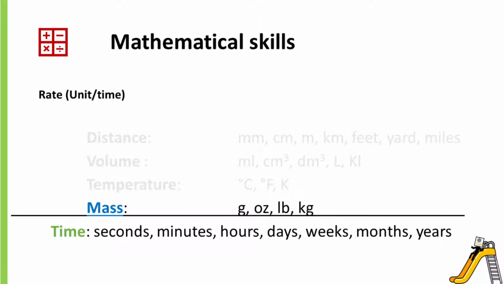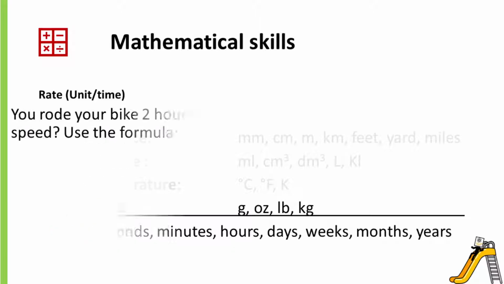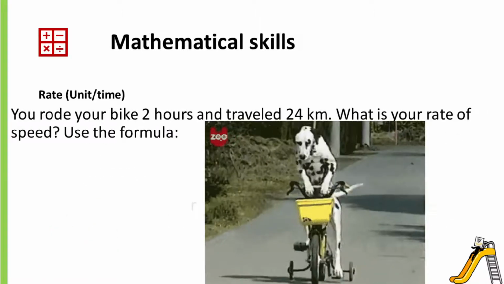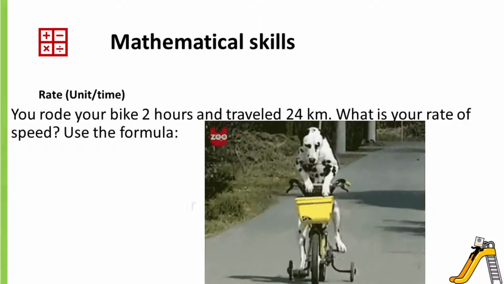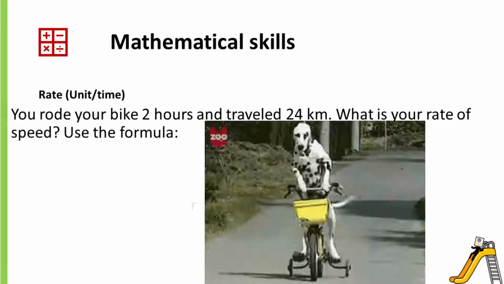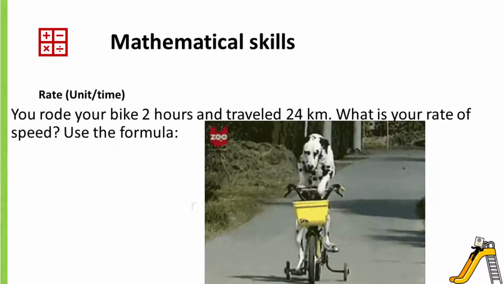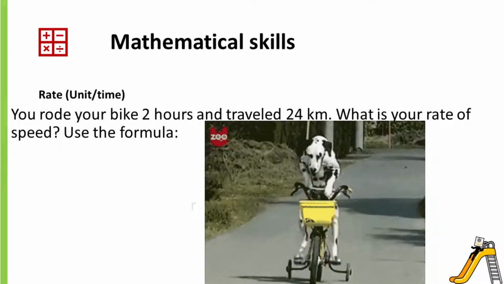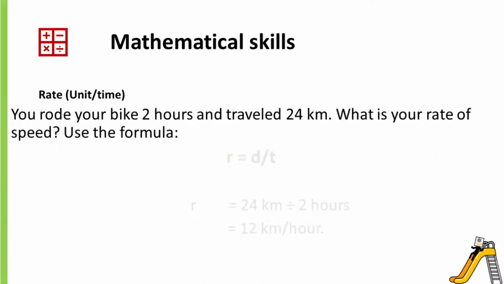Now let's do a quick mathematical example to help you guys get a firmer grasp on what I have just spoken to you about. So say for example you have a bicycle and then you ride it for like 2 hours, and then you travel a distance of 24 kilometers. Now I want to know what would be your rate of speed. Now the formula to calculate rate in this case would be distance over time, because you rode your bicycle for 2 hours and you covered a distance of 24 kilometers.